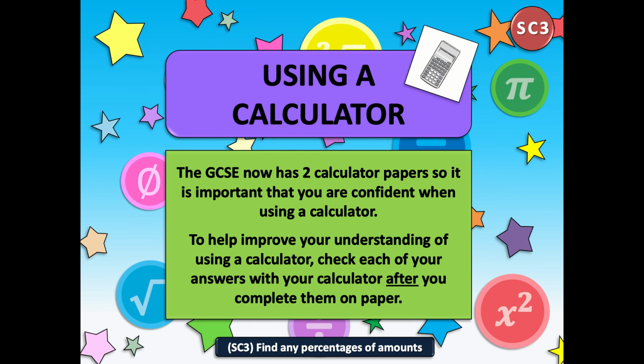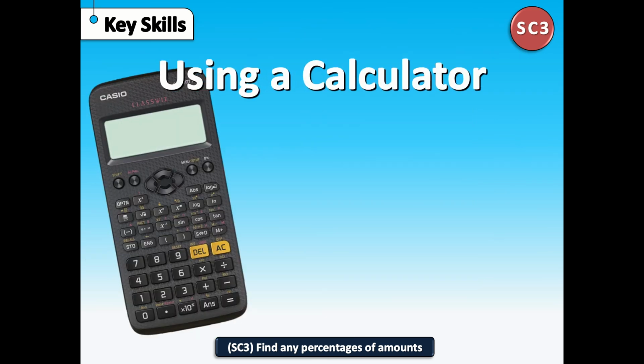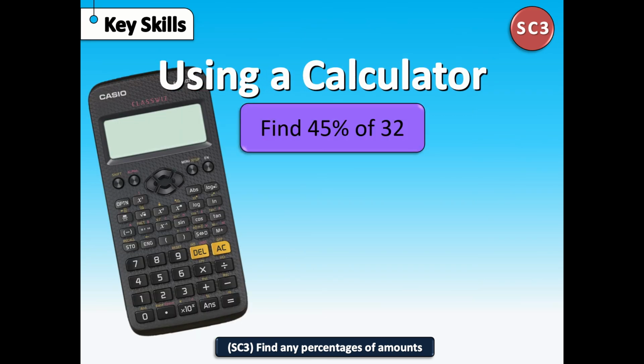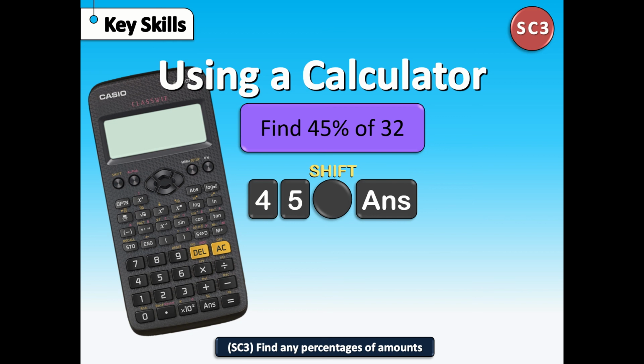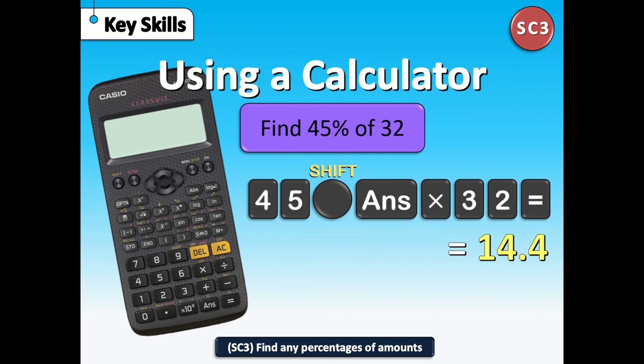We can also do this using a calculator. So to find 45% of 32 using a calculator, I can type in 45, then press Shift, then A and S to get the percentage sign, and then times by 32. If I press equals, my answer should be 14.4. On older calculators, you might need to press Shift and then the open brackets button instead of the A and S button.